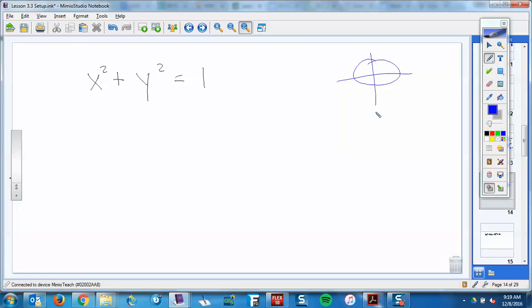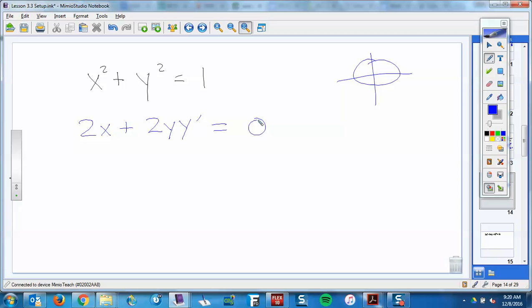Okay? So, what's the derivative of x squared? 2x. Plus, what's the derivative of y squared? 2y y prime. Whenever you do the derivative of a y, you do the normal derivative and you tack on a y prime. Equals? What's the derivative of 1? 0. Remember, you're doing the derivative of both sides. So you're doing the derivative of the left, you do the derivative of the right. Okay?